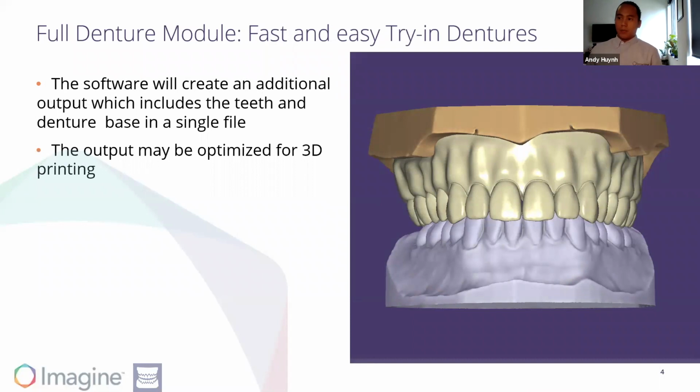In the newest update, you're going to be able to print your digital try-in. Previously, that was only available in the beta testing mode. Now it's going to be available in the full workflow.